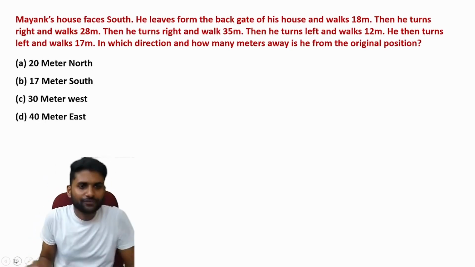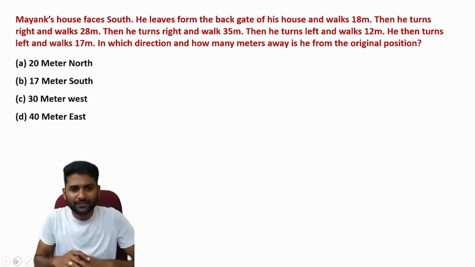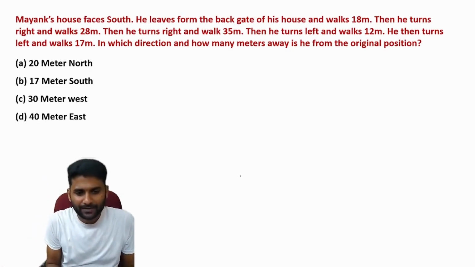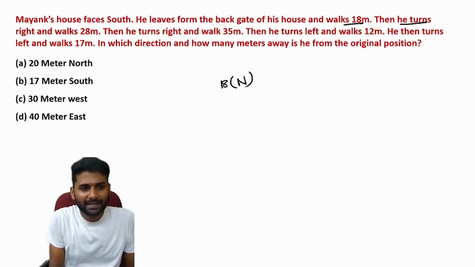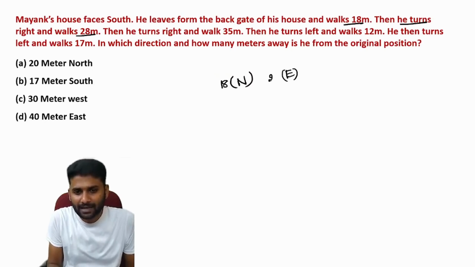See, my house faces south. He leaves from the back gate. Faces south, moving from the back gate means now the person is traveling towards north and walks 18 meters. 18 meters north. And he turns right side. Right side of north means east and covers 28 meters. Then again he turns right side. Right side of east is south and covers 35 meters.